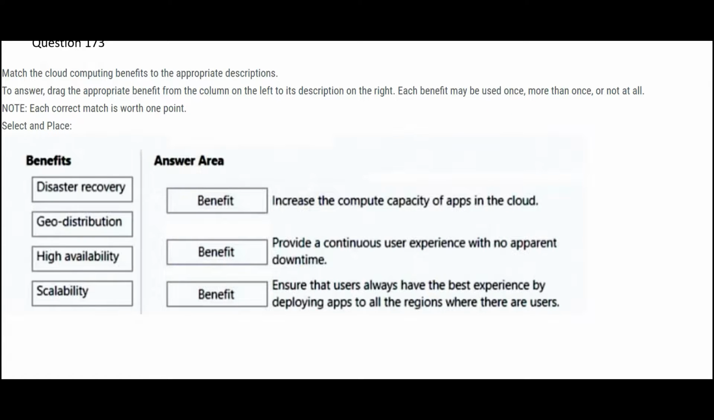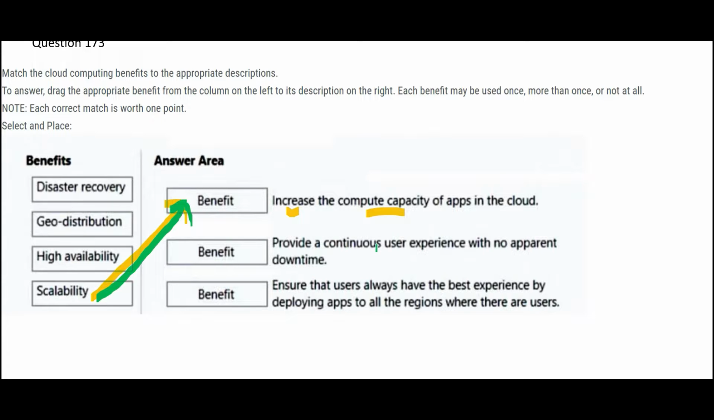Let us look at this one. See, you will get such questions in the exam where you will have to match. So let's start working on this. The first one says increase the compute capacity. So when we say compute capacity, it is something to do with scalability. You want to increase, scale up. Increase means scale up. So this scalability will work here. So let me use a different color combination because this is the right answer. This one.